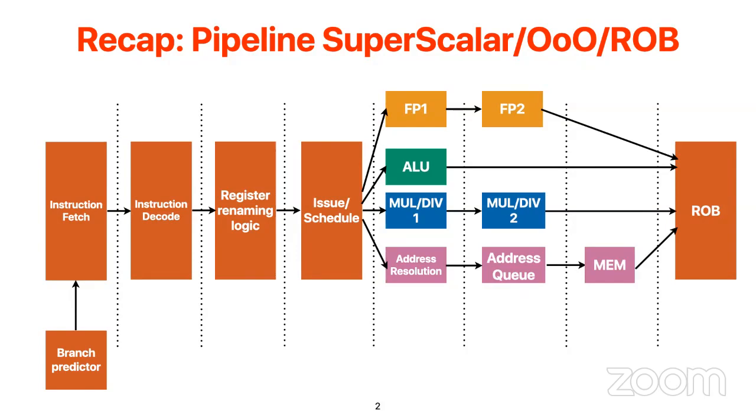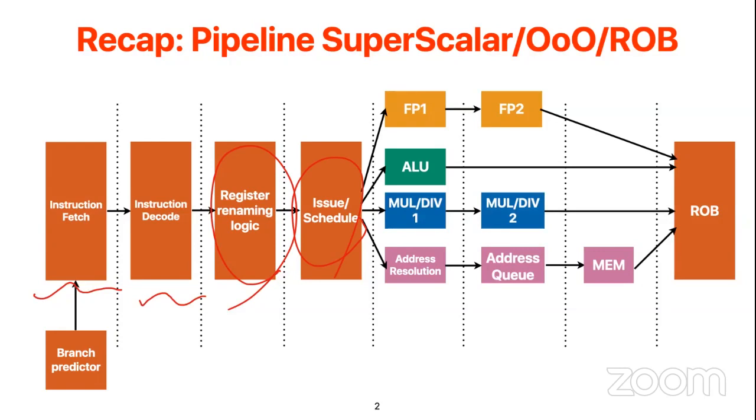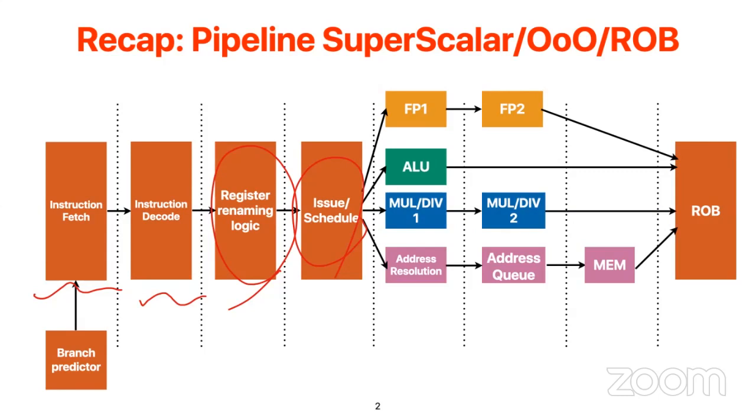So in the world that you are living in right now, not only do you have the instruction fetch and decode stage, and because we want to perform out-of-order execution, we also have the register renaming logic trying to eliminate all false dependencies within your code, and also the issue schedule stage to put your instruction into execution. And instead of a single pipeline, we have multiple pipelines that can be running in parallel. So you can have a floating point pipeline, an integer pipeline, a multiplication pipeline, and also a memory pipeline.